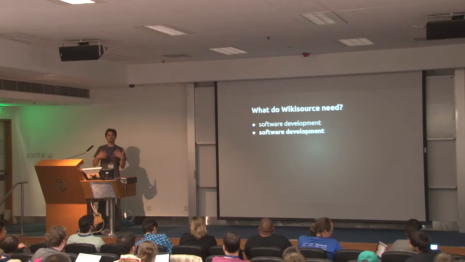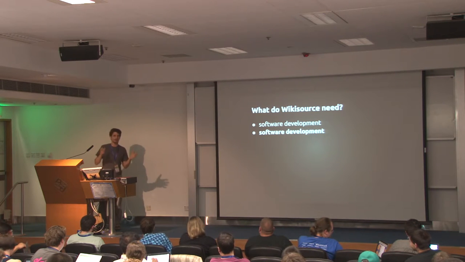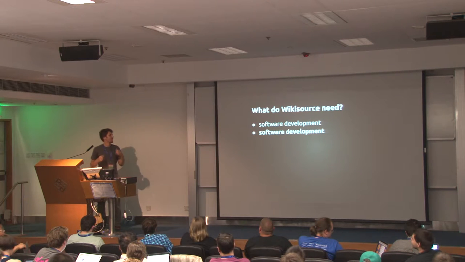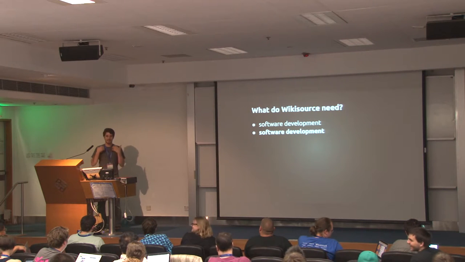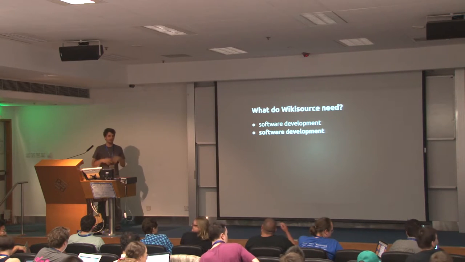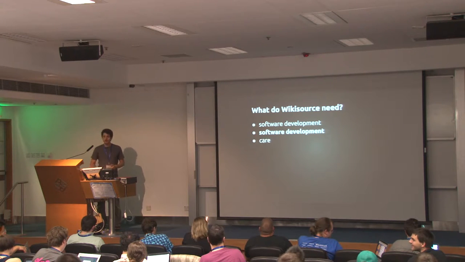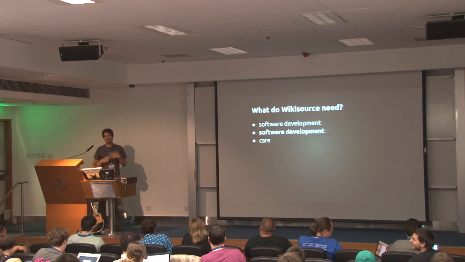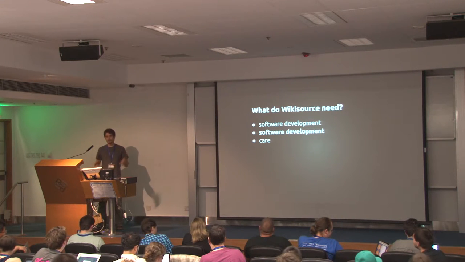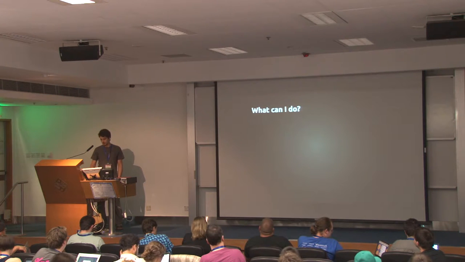We do not have developers, and I'm speaking with two board members here, but we do not have developers. We really need a few people, and things can really scale. And we need care, as every Wikimedia project, we need dedicated people who love the project, who care about books, who care about text, who care about open access, and just go and do what they want.